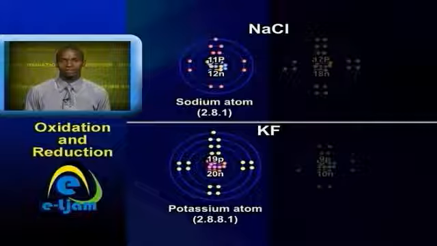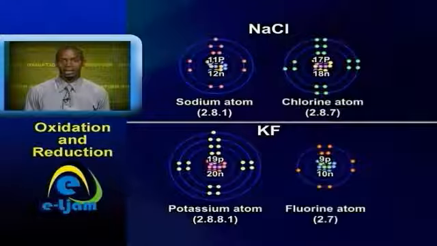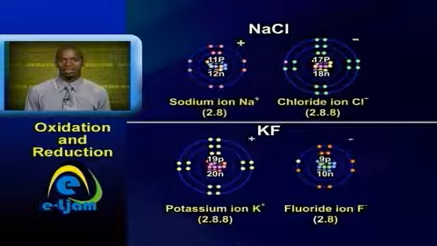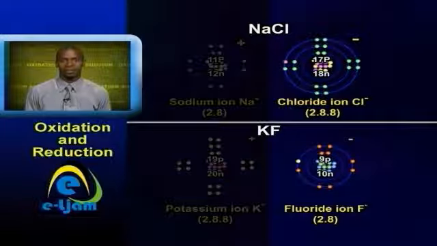Sodium, potassium, etc. are very good reducing agents as they lose electrons readily, and halogens like chlorine and fluorine are very good oxidizing agents as they are very electronegative and gain electrons readily.